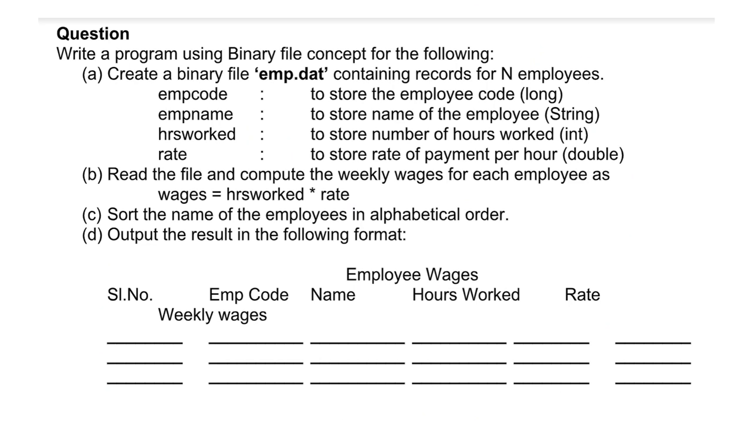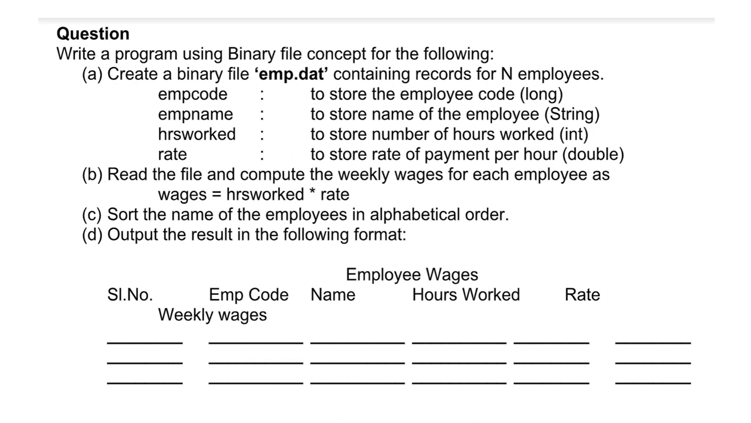Hours worked to store the number of hours worked, that is of integer data type. Rate to store the rate of payment per hour, that is of double data type. So these are the data you are going to store into a file, that is emp.dat. Now after creating the file, you are going to read it from the file. So read the file and also compute the weekly wages for each employee as wages equal to hours worked into rate.